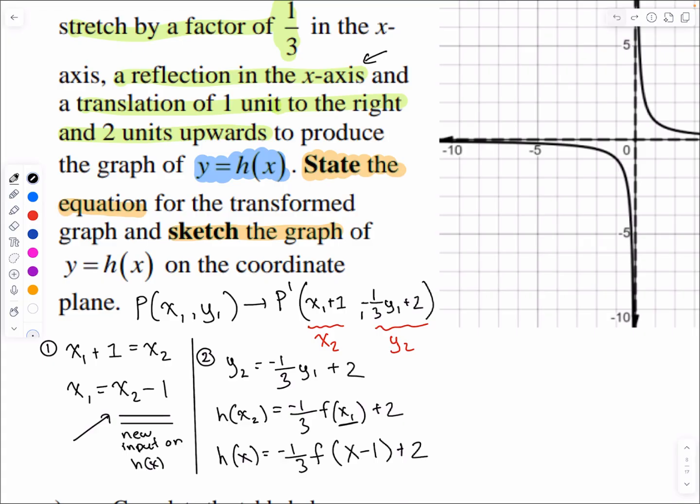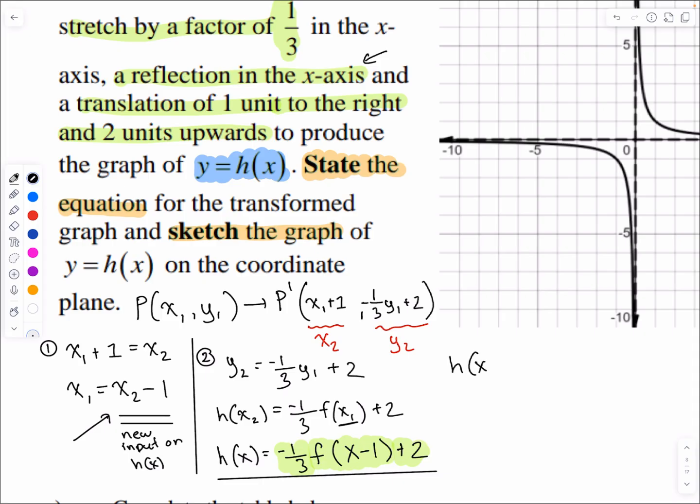Okay, so how do we build an equation based off of this? It's actually quite simple. If you break down what's happening here, this is our base function. It's kind of buried in there. But what we're doing is changing the inputs to x minus 1. We're going to take that and multiply it by negative 1/3, and then we're going to tack on a 2 at the end. So what does that look like?